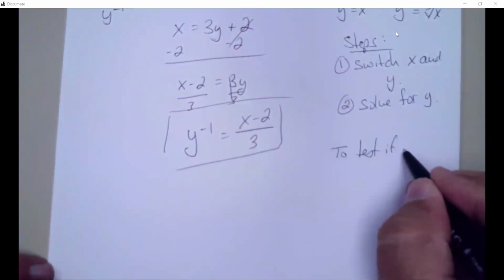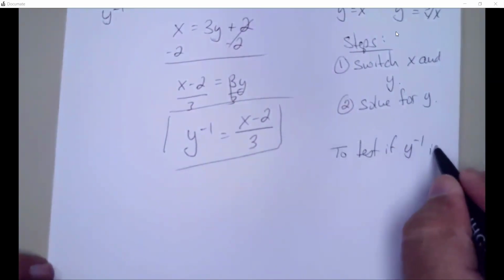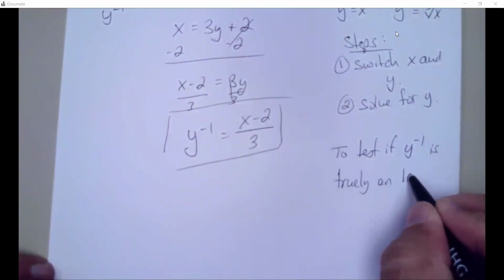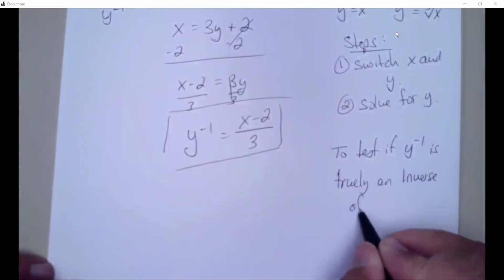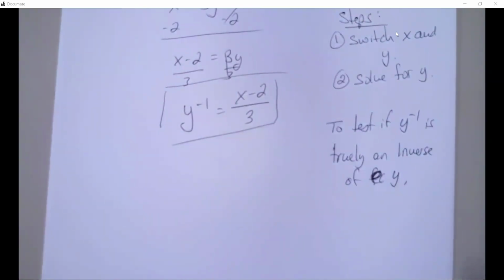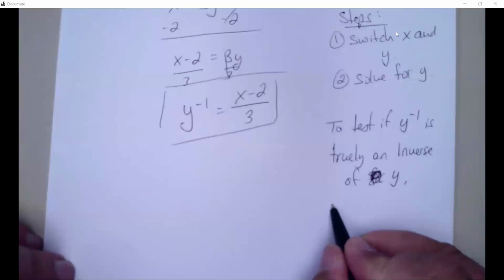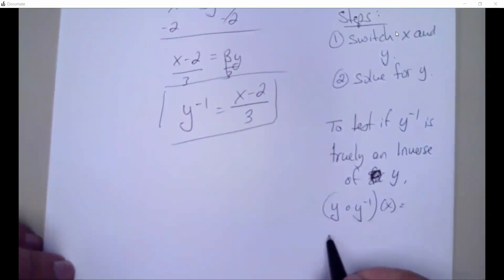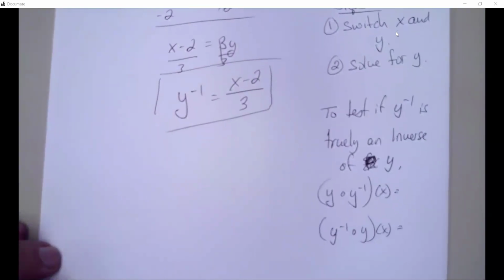To test if what your inverse is, if it's truly an inverse of f of x, we have to do both of these composite functions. And if it's truly an inverse, the answer should come out to be x.